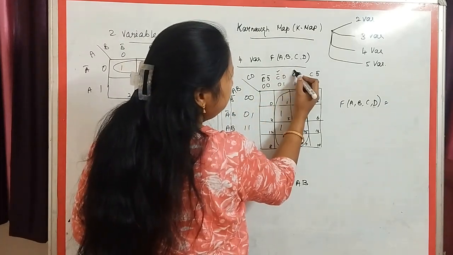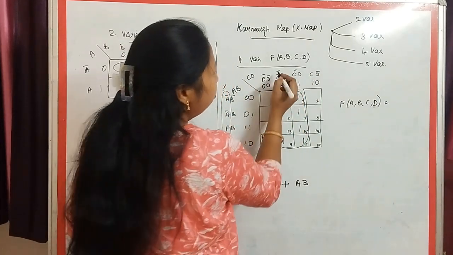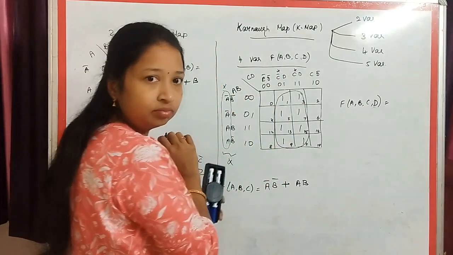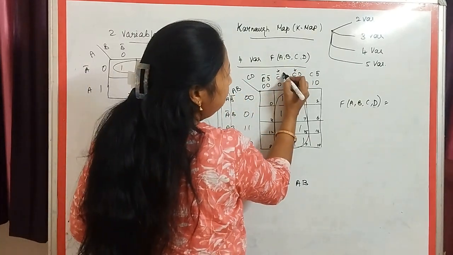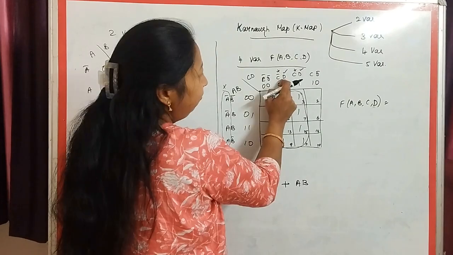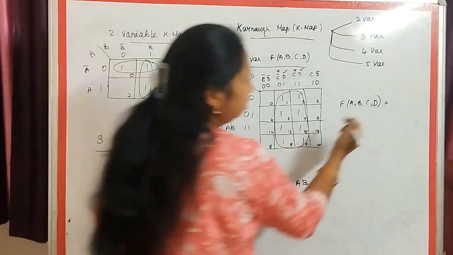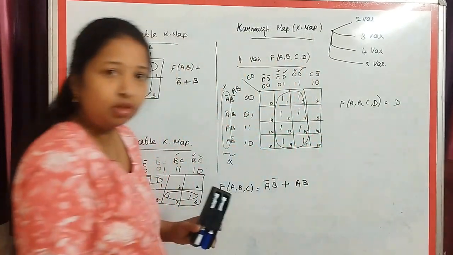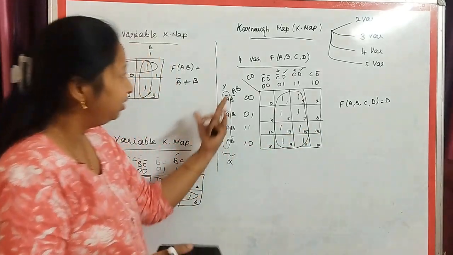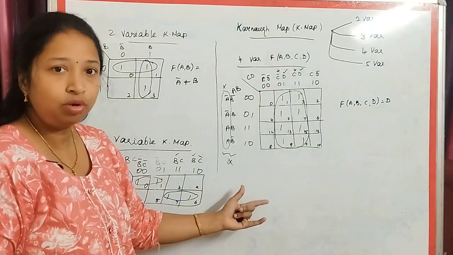Here the first term, it is c bar and c. Both are varying, so I cannot take it. Understood? Check on the second term. Here it is d, here it is d. Take d, it is common on the horizontal part. So I'll take d. Is it clear? Whatever we have done now, it is all based on SOP.